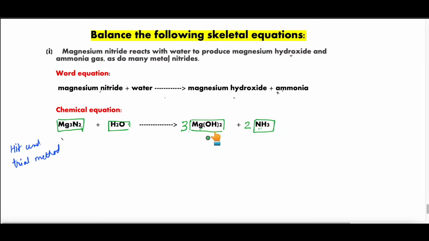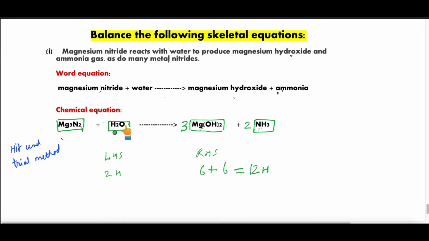Now let us see what changes have occurred for oxygen and hydrogen. First we will talk about hydrogen. On the left hand side, that is the reactant side, you have 2 atoms of hydrogen, and on the product side, the right hand side, you have 2 times 3, that is 6 hydrogen, plus 3 times 2, that is 6 hydrogen again. So in total you have 12 hydrogen atoms on the product side. So let us balance this hydrogen.